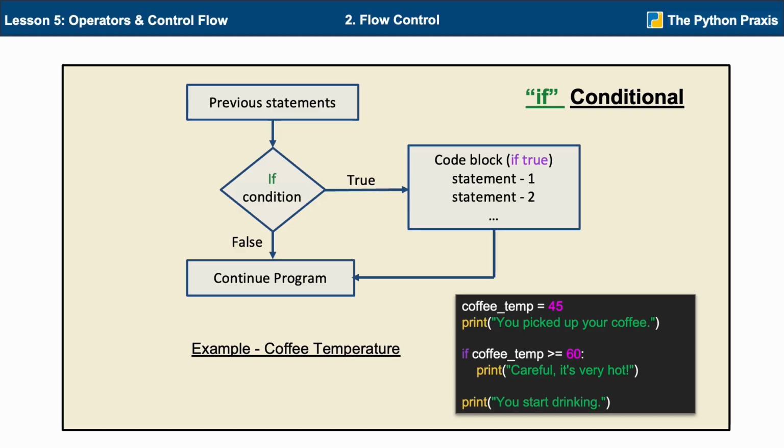Here's an example. We assign to variable coffee_temp the value of 45. Then we print, you picked up your coffee. Then comes the if condition. If coffee_temp is greater than or equal to 60, Python prints a message: Careful, it's very hot. Otherwise it skips that part, and continues to print the next message, you start drinking. Indentation is key, 4 spaces or a tab, and don't forget the colon at the end of the if line.